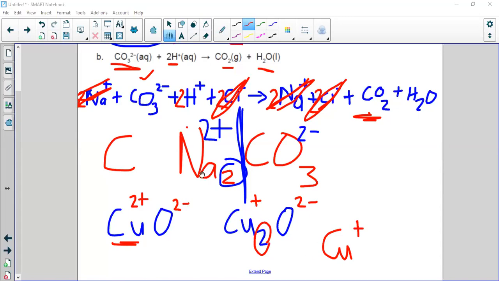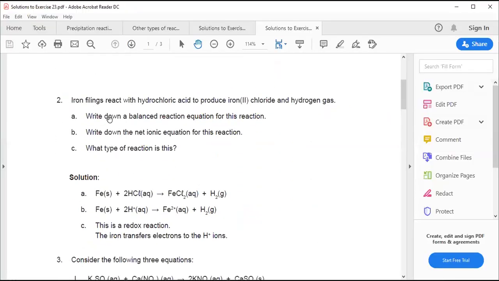The next one says iron filings react with hydrochloric acid to produce iron(II) chloride and hydrogen gas. Write down a balanced reaction equation for this reaction. So you're going to have your Fe, it's a solid, plus hydrochloric acid, HCl, to give you FeCl. The Fe is going to bond with the chloride, so it forms FeCl2, plus H2, which is hydrogen gas. That's what you get there.